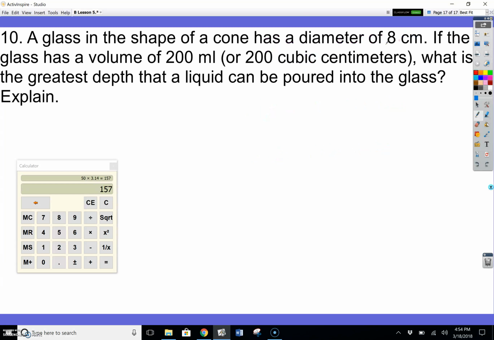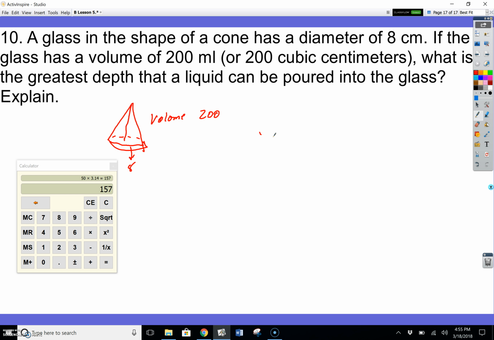Okay, last one. A glass in the shape of a cone. Here's my glass shaped like a cone. It has a diameter of 8. So my diameter is 8. And the glass has a volume of 200 milliliters or cubic centimeters. What is the greatest depth that a liquid can be poured into the glass? So it's basically saying, what's the height?